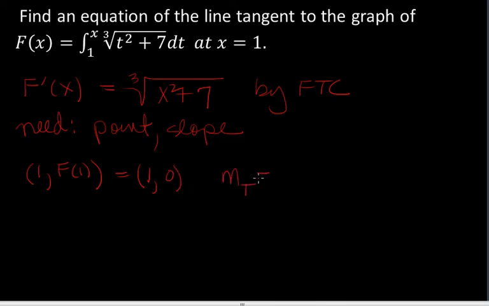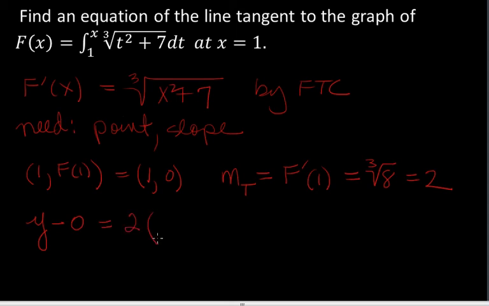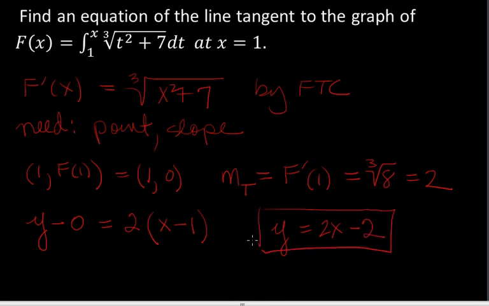And the slope of the tangent line we know from Calc 1 is given by the derivative, capital F prime at 1. And we knew we'd have to use this. It's the cube root of 8, or 2. So we have the slope, we have the point. We'll use the point-slope form of the line. y minus the y-coordinate of the point is the slope times x minus the x-coordinate of the known point. So our tangent line is y equals 2x minus 2. This is the answer to the question.